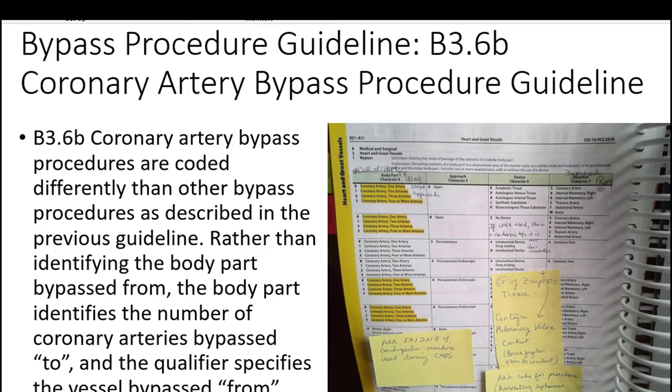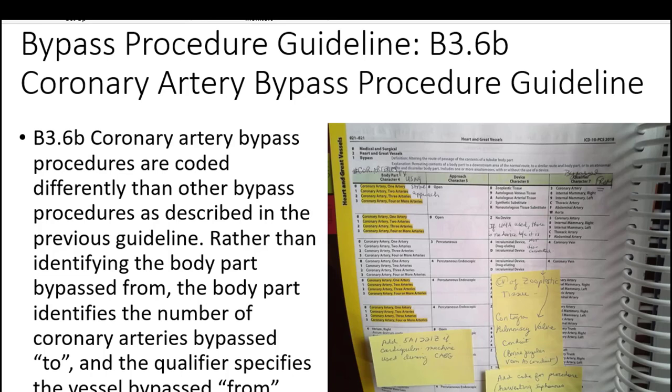And it tells us that coronary artery bypass procedures are coded differently than other bypass procedures. Rather than identifying the body part bypassed from, the body part, or character number 4, identifies the number of coronary arteries bypassed to, and the qualifier, the seventh character, specifies the vessel bypassed from. You can see in my screenshot there how I've written that at the top of those columns. And you're only going to use that particular guideline when you're doing a bypass.